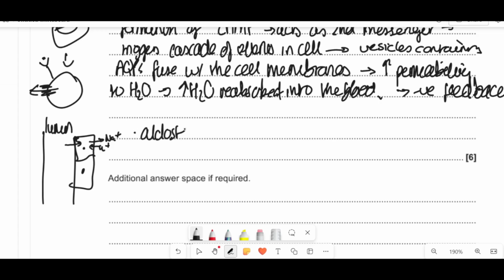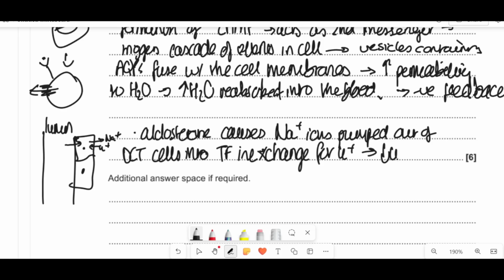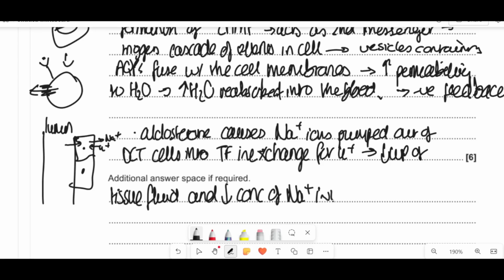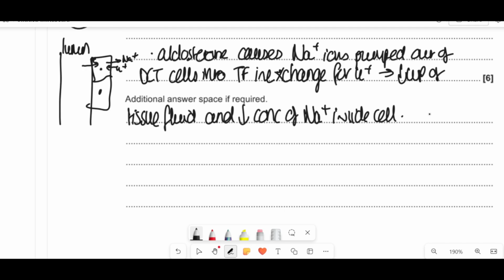So aldosterone causes Na+ ions to be pumped out of DCT cells into the tissue fluid in exchange for K+. What this does is it lowers the water potential of the tissue fluid and lowers the concentration of Na+ inside the cell. Whenever you're doing these kinds of questions, you should think about the concentrations that are being changed and created, and also the water potentials that are created and changed. Because then it kind of makes sense.